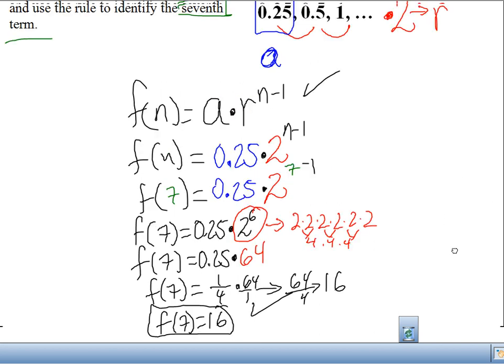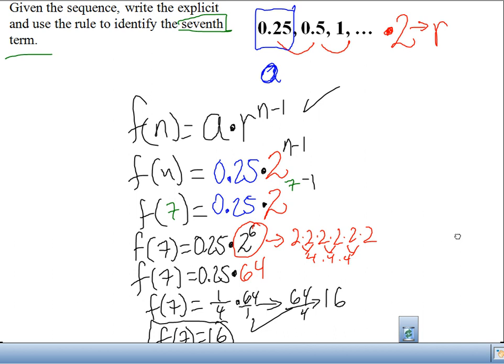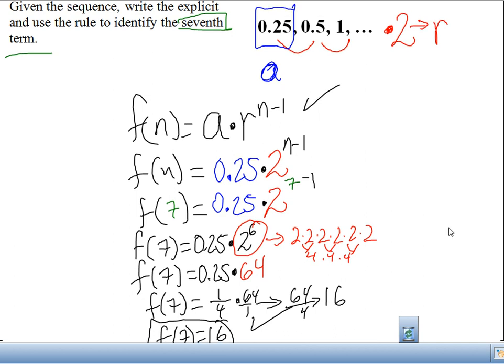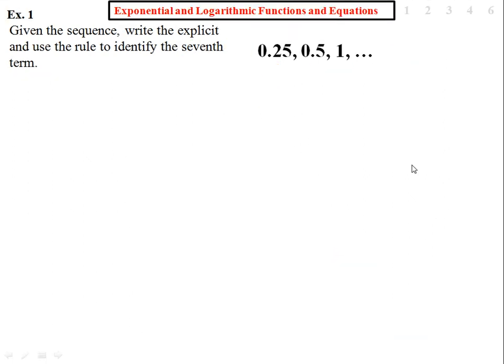All right, so keep in mind with your fingers how comfortable you are with these, 1 through 5. Yeah, you should be at 5 right now, because we've been practicing this. All right, so let me give you one for you to practice. Example 1Q. And it says, given the sequence, write the explicit rule and use the rule to identify the 7th term. Pause it and see if you can do that one by yourself. Go.